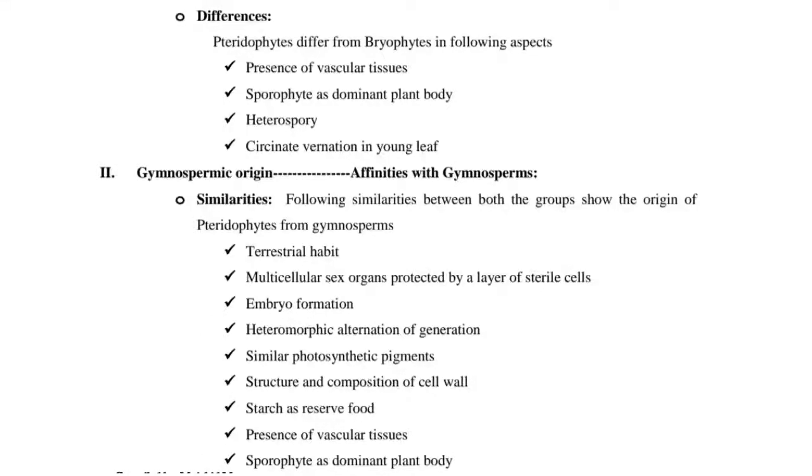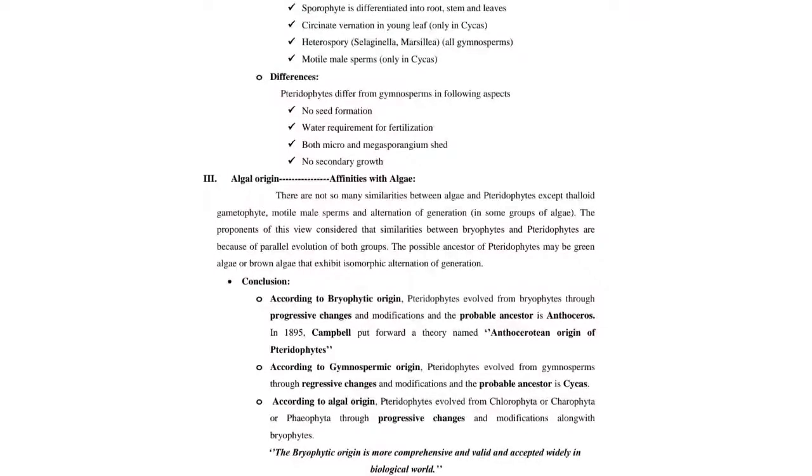Sporophyte is the dominant plant body. Sporophyte is differentiated into root, stem and leaves. Circinate venation in young leaf only in Cycas. Heterospory in Selaginella, Marsilea and all gymnosperms. Motile male sperms only in Cycas.